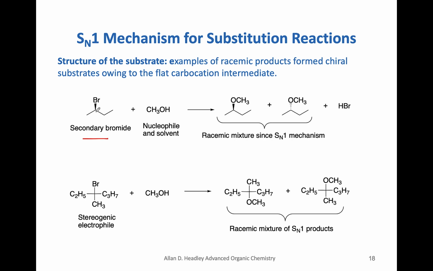This is written a little differently here because we have the dashed wedge. Bear in mind that in the back here we have the hydrogen. So this is now the solvent, which is methanol. So we have the substitution product here, and this is racemic. Written differently, this is the Fischer projection. We have again the racemic SN1 products.